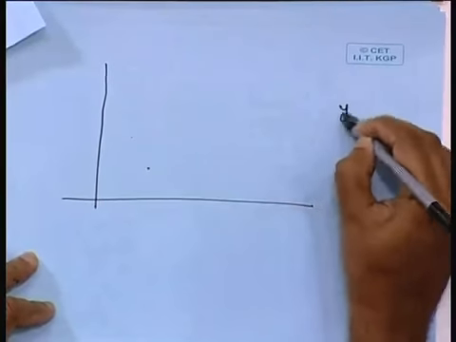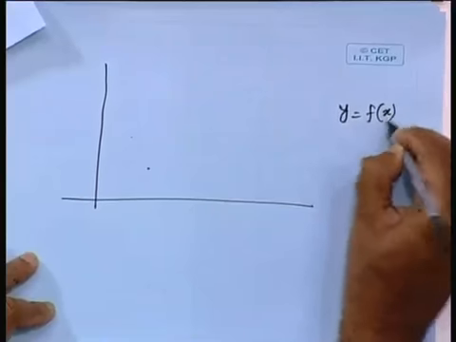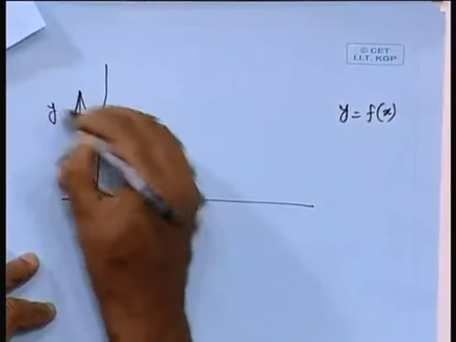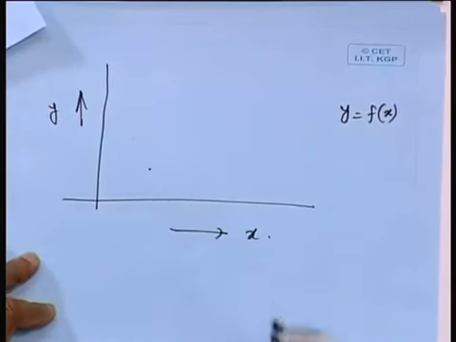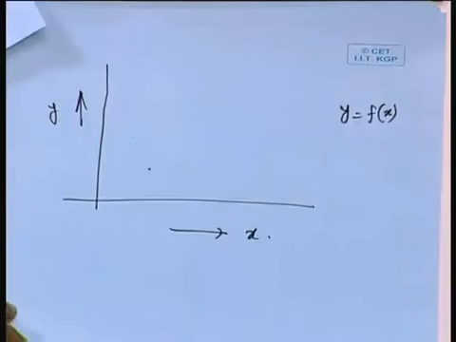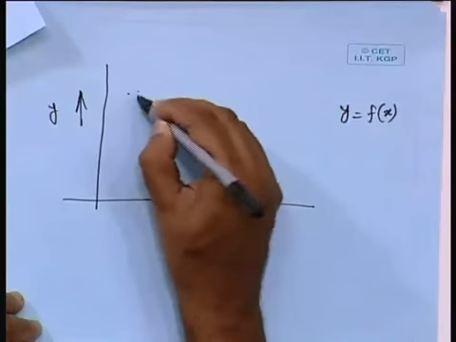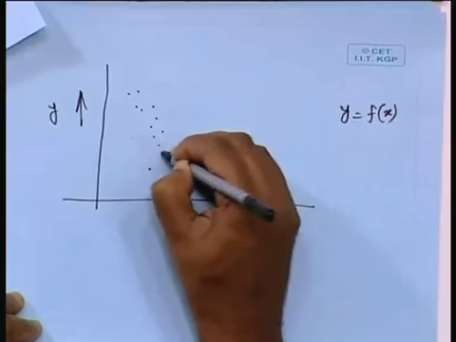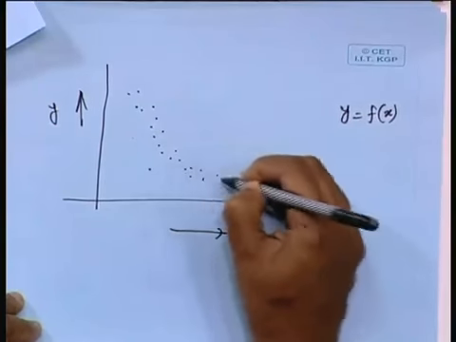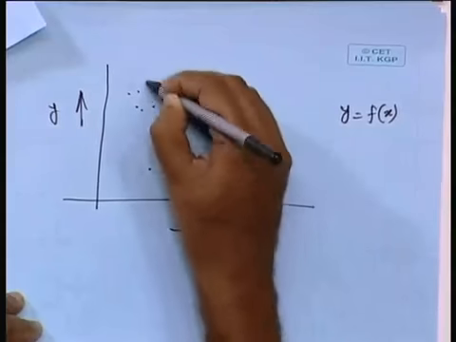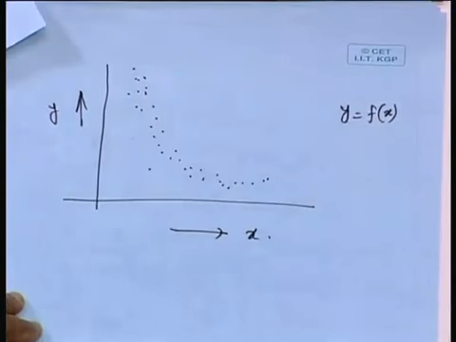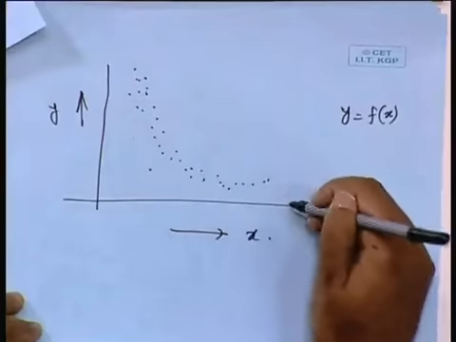Let's say y is equal to f(x). That's what we are finding out. But we have y in this direction and x in this direction, and we have got the observations like this. Say these are the set of observations that we have got. Now, if I have to fit the best curve, it is certainly not the straight line.